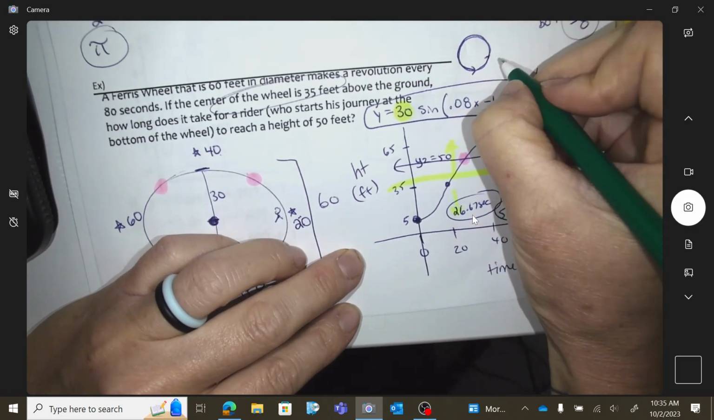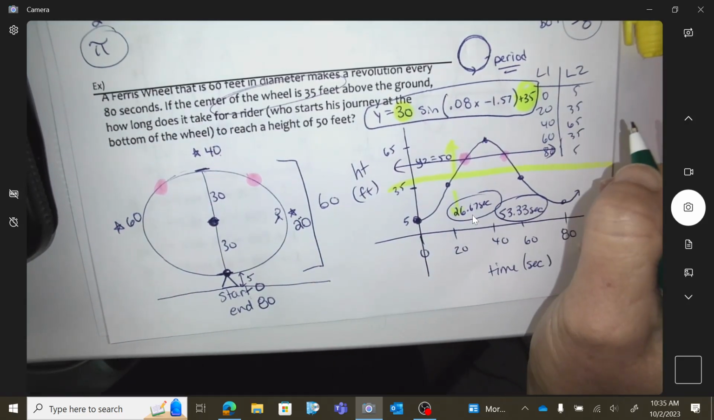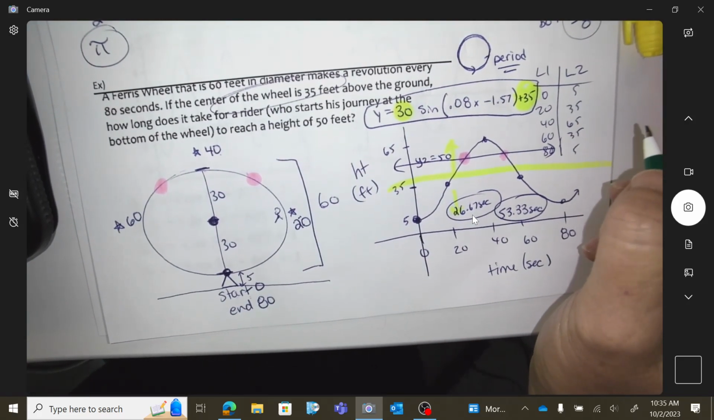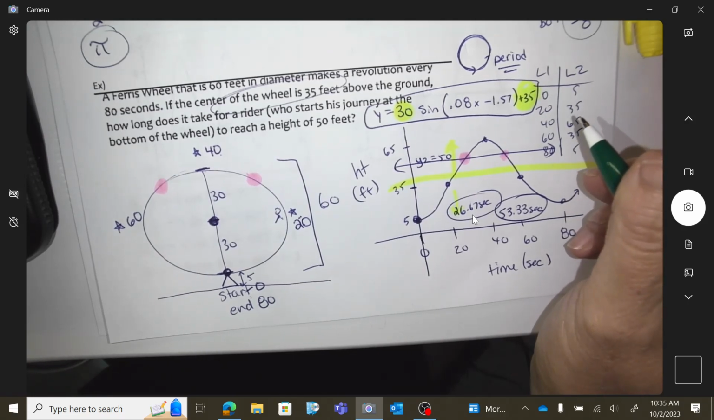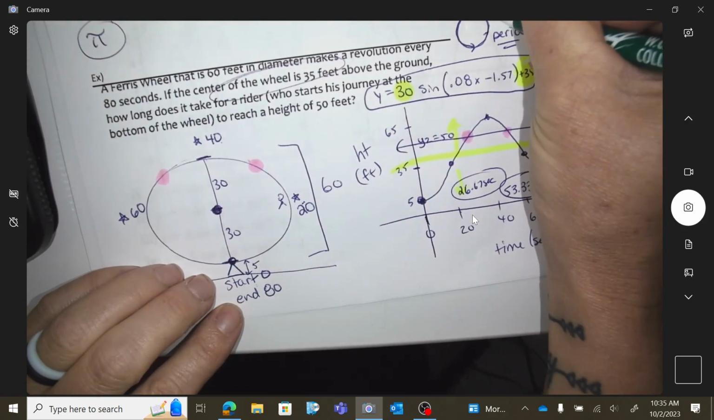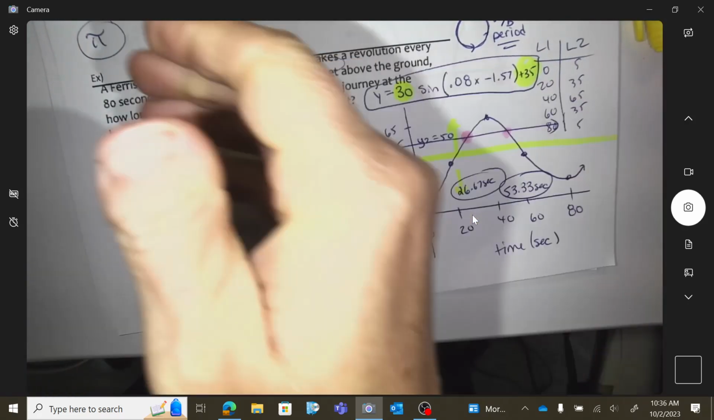So how long does it take to go around a Ferris wheel? Would you understand that that would be called its period? How long it takes you to go through a cycle is called your period on these graphs. And what's the formula for a period? 2 pi over b. So here's what I want you all to do.